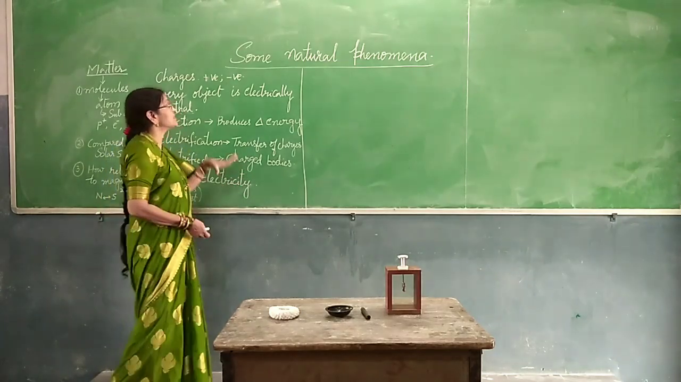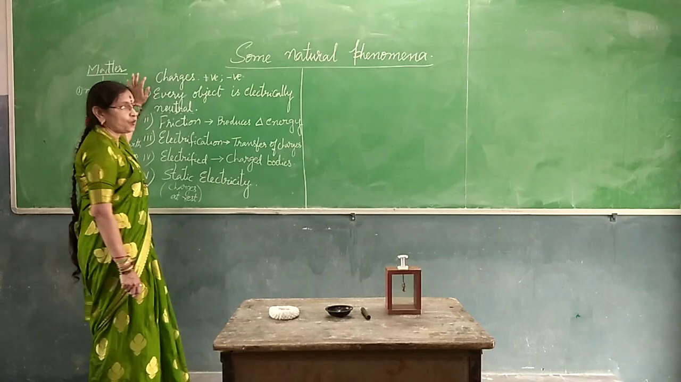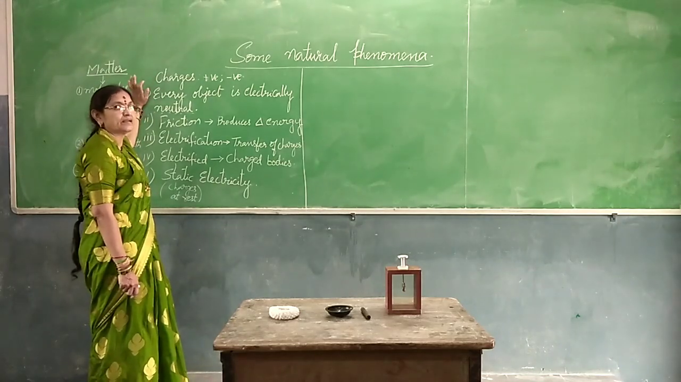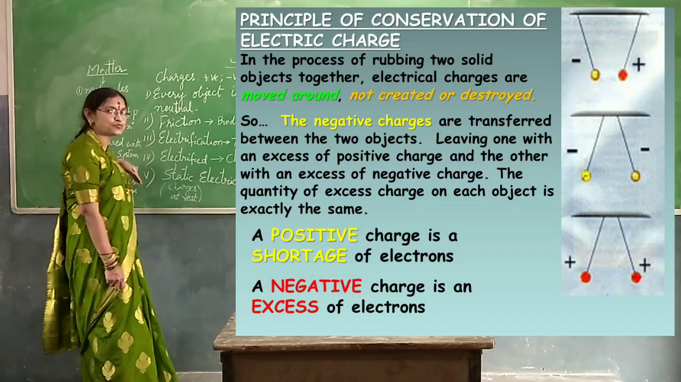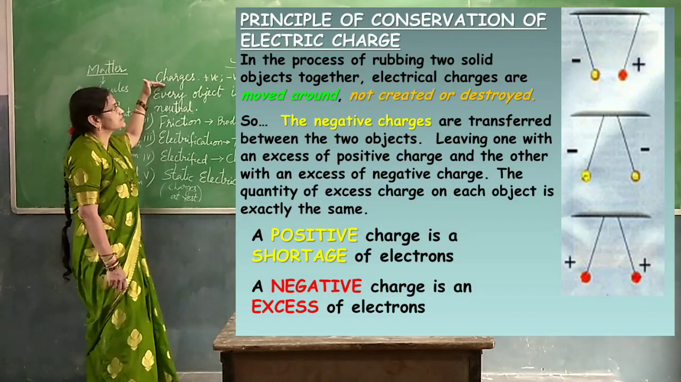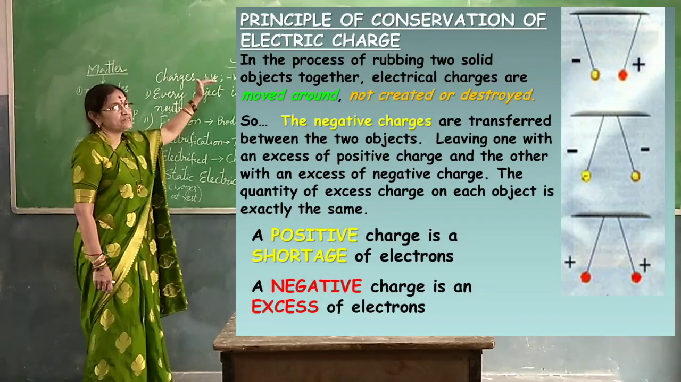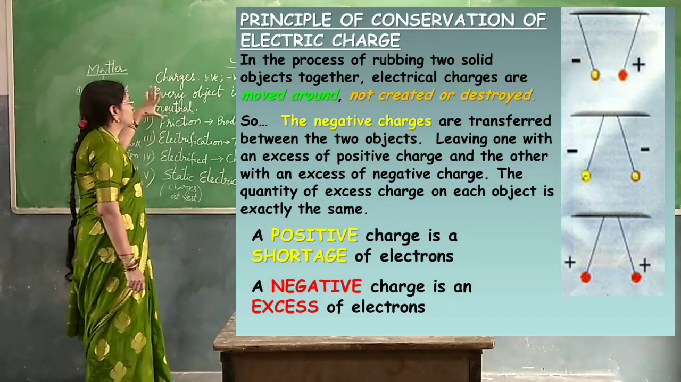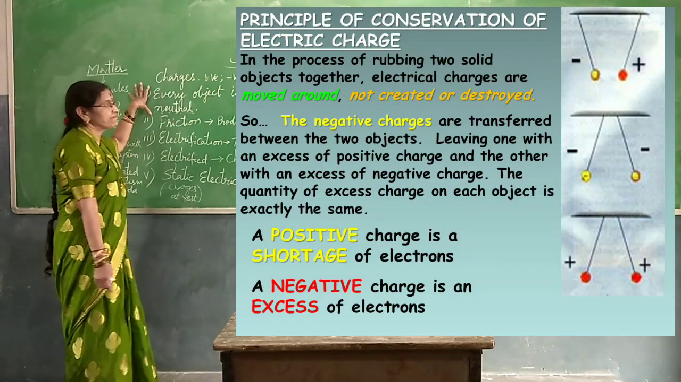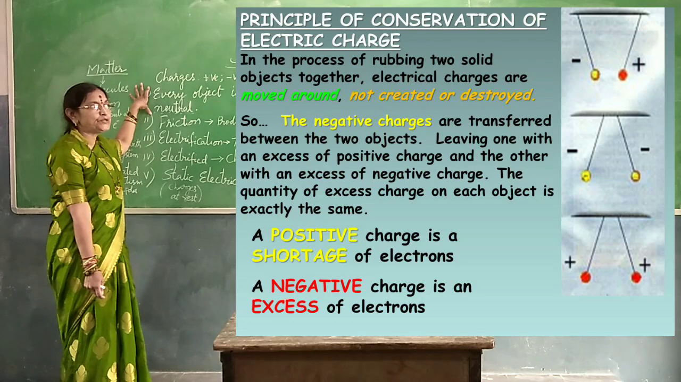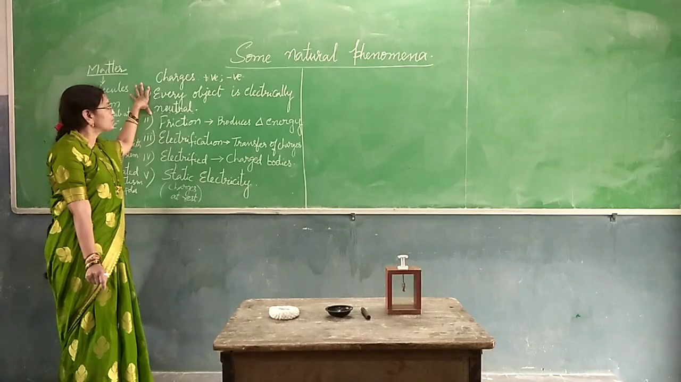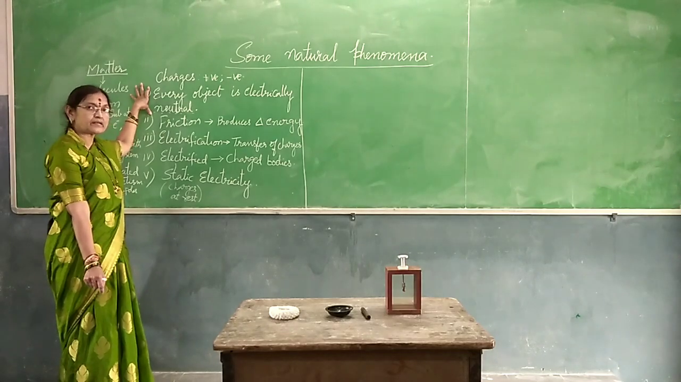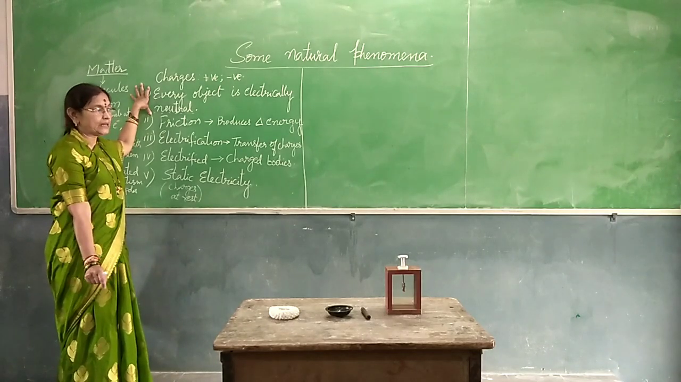Now what we have studied, how many charges are there here? In the same way, two charges. Just as a magnet has two poles, charges are of two types: positive and negative charges. Next, every object is electrically neutral. The meaning is that the number of electrons and protons present in the atom are equal.